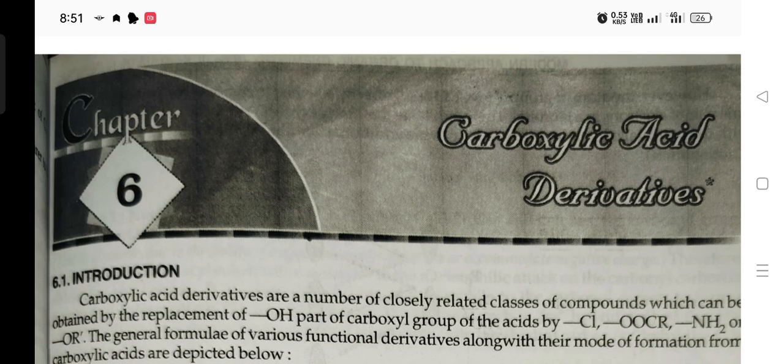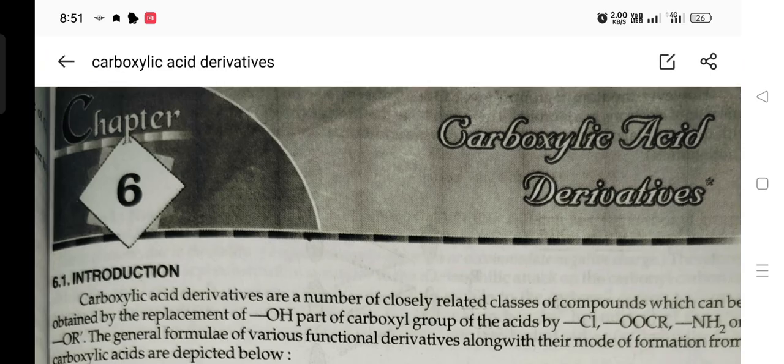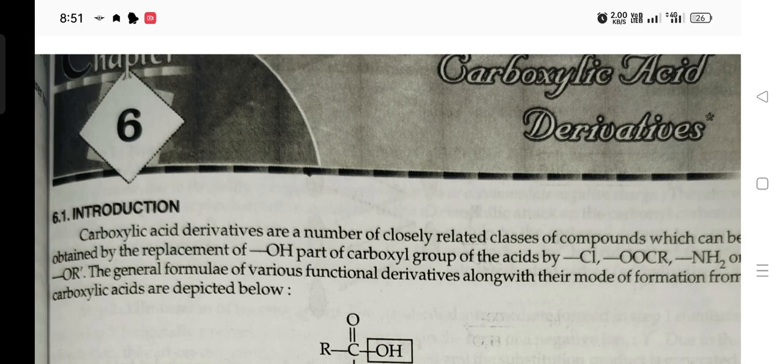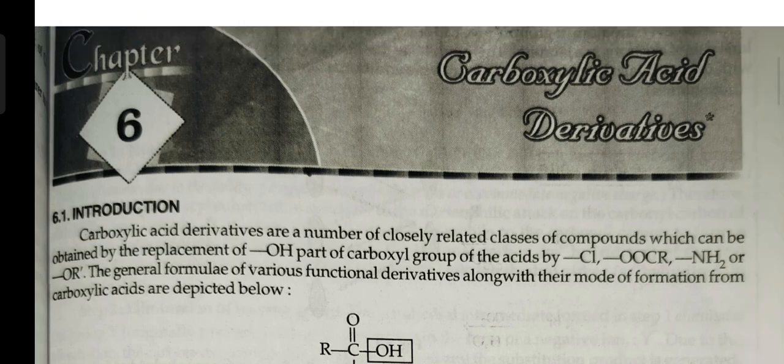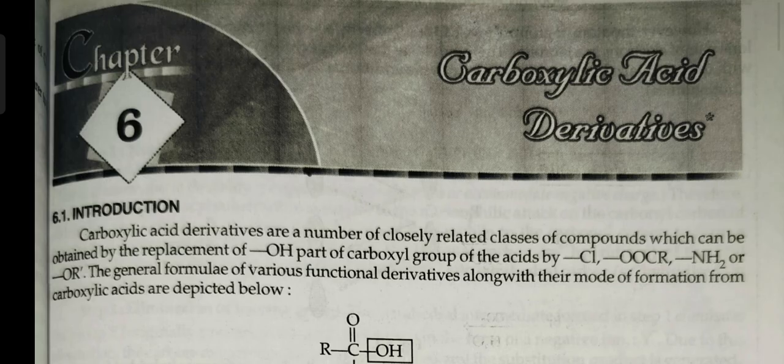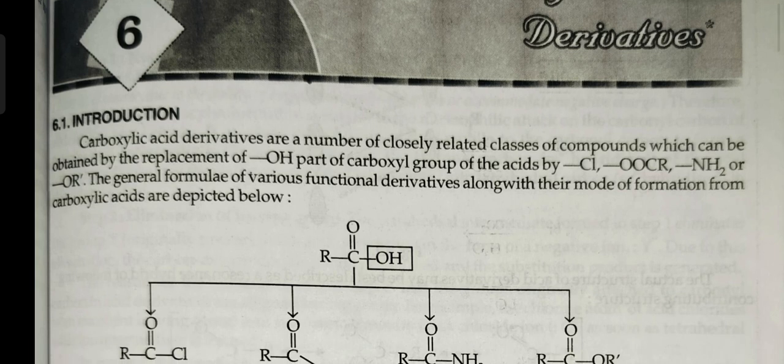Introduction. Carboxylic acid derivatives are a number of closest relative classes of compounds which can be obtained by replacement of the OH part of a carbonyl group of acid by Cl, OOCR, NH2 or OR. The general formula of various functional derivatives along with their mode of formation from carboxylic acid are depicted below.